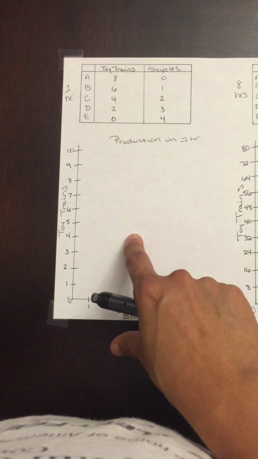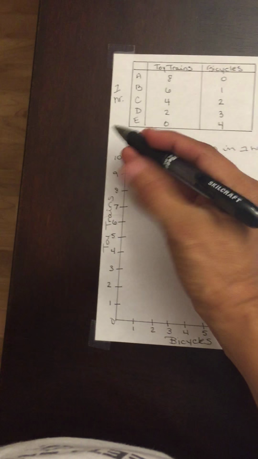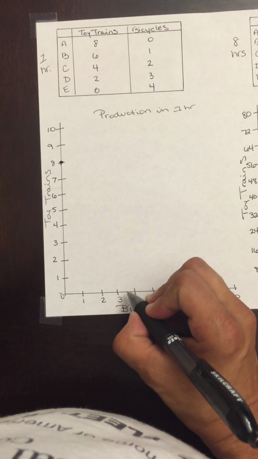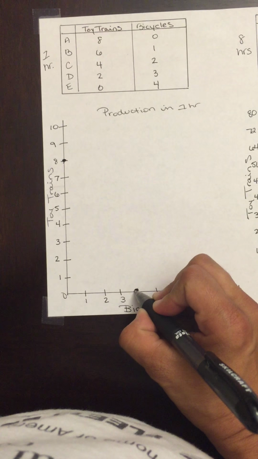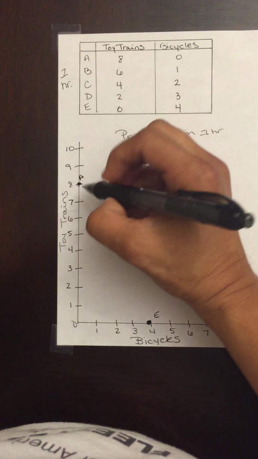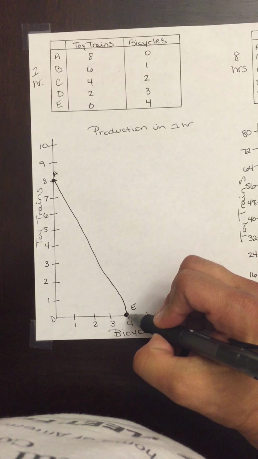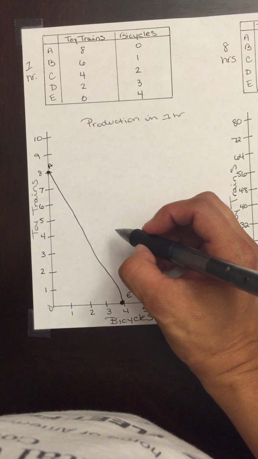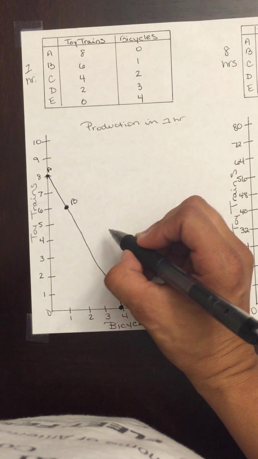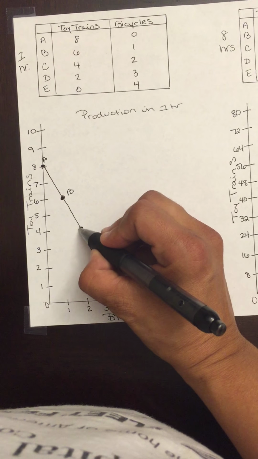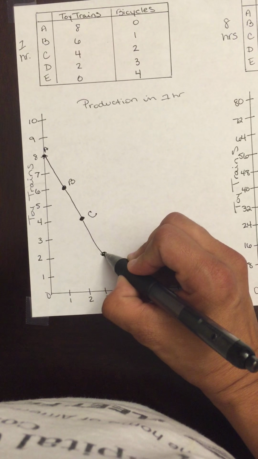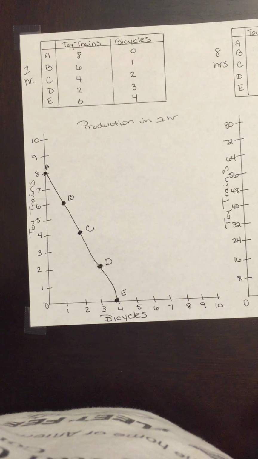So for production in 1 hour, I would first have for my toy trains, if I created 8, and then for bicycles, if I created 4, this would be my E, and then in between, I would have the 6 to the 1, and then 4 to the 2, and for D, I would have 2 to 3 bicycles.